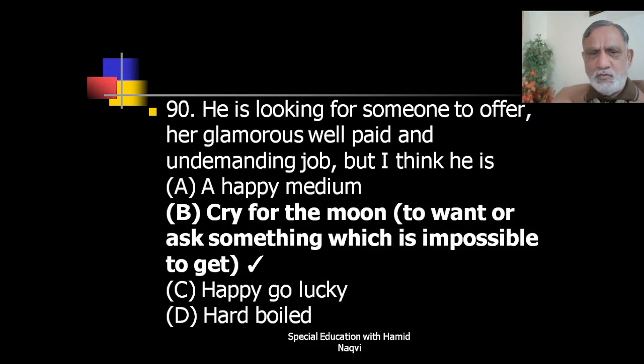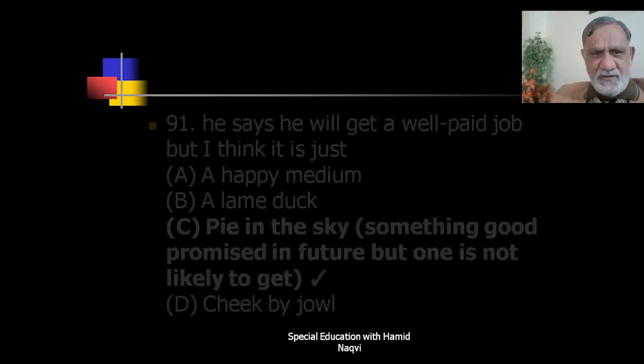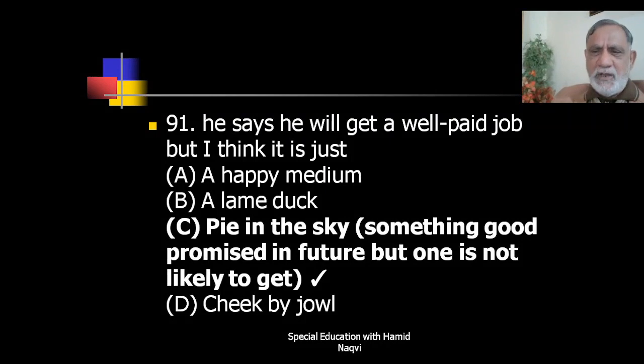He is looking for someone to offer him a glorious, well-paid and undemanding job, but I think he is a happy medium, crying for the moon, happy-go-lucky, hard-boiled. He is crying for the moon, meaning he is asking for something impossible. He says he will get a well-paid job, but I think it is just, again, a question from the English language: a happy medium, a lame duck, pie in the sky, or cheek by jowl. Now, the phrase pie in the sky is the correct one, which means something good promised in the future, but one is not likely to get it.